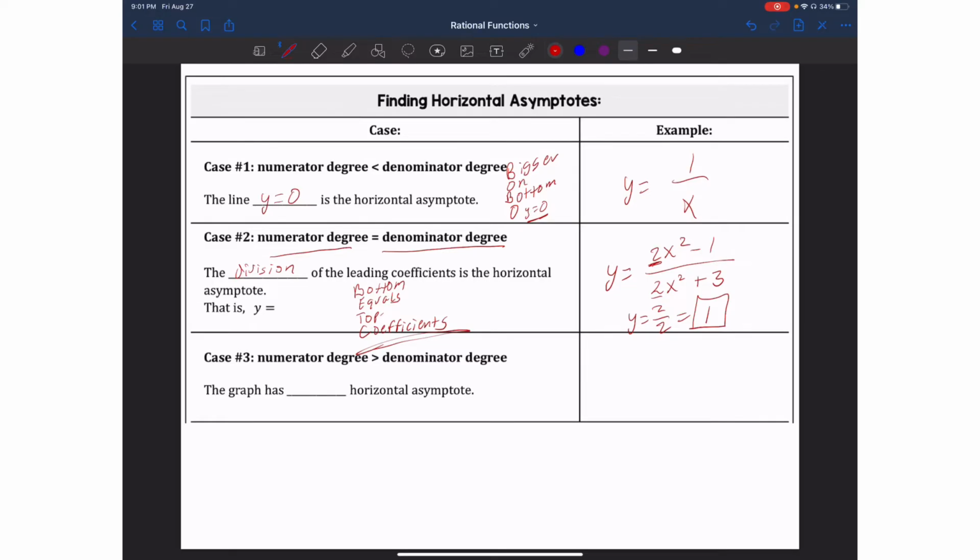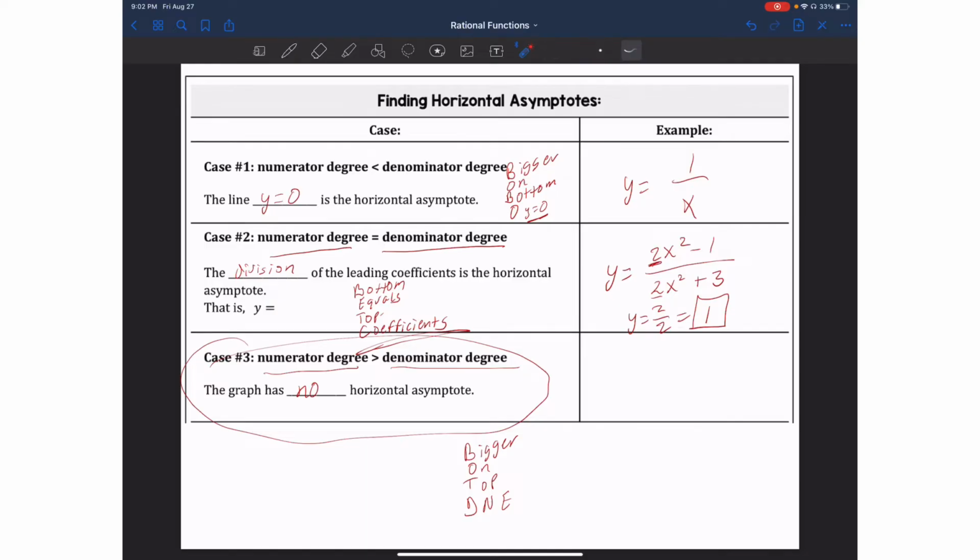Case number 3, when the numerator degree is greater than the denominator degree, the graph has no horizontal asymptote. We will talk a little bit about case number 3. That's going to be a lesson by itself, because you don't have a horizontal asymptote, but you will have an oblique or slant asymptote. So your shortcut to remember this is going to be Boaty: bigger on top, and then the D is going to stand for DNE, or does not exist.